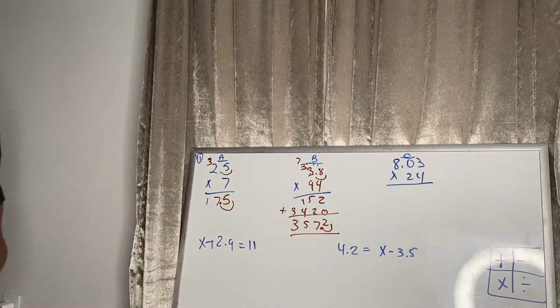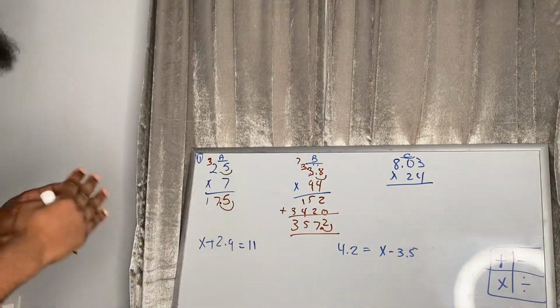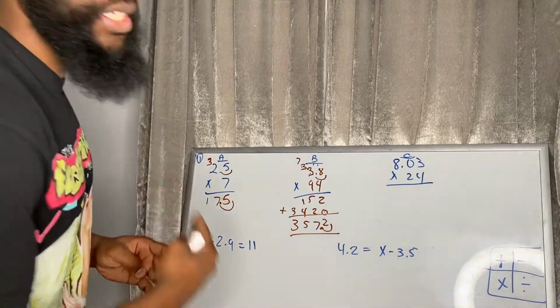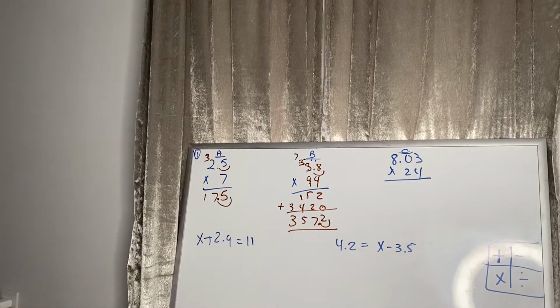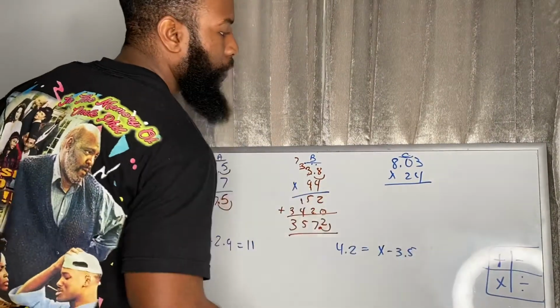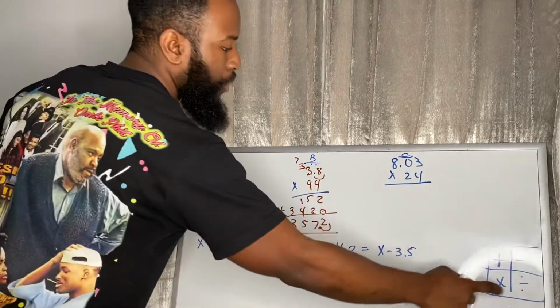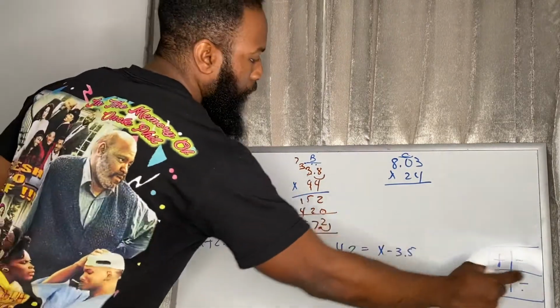Here, solving equations, right? We're going to solve for x. To get x by itself, we're going to use the inverse operation. So I go over here. Oh, they can see it. The inverse of addition is subtraction. The inverse of subtraction is addition. The inverse of multiplication is division. The inverse of division is multiplication.